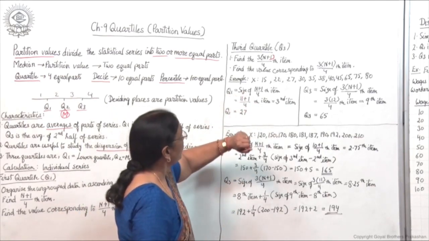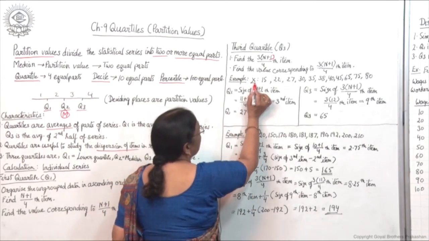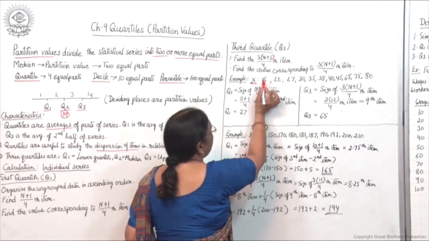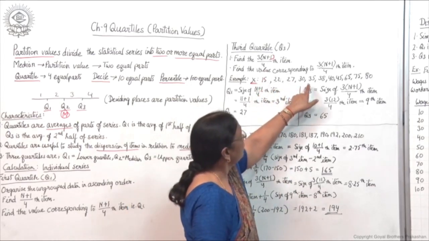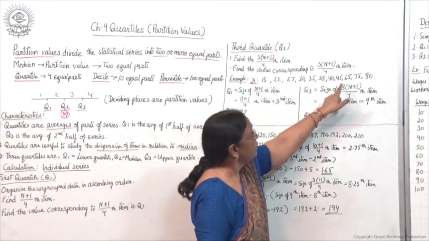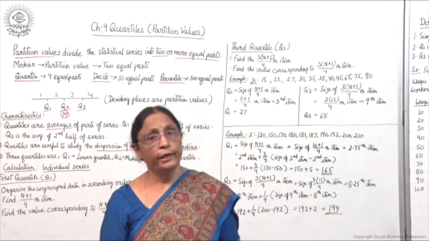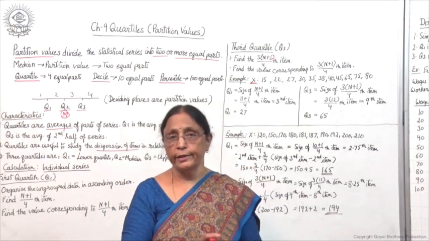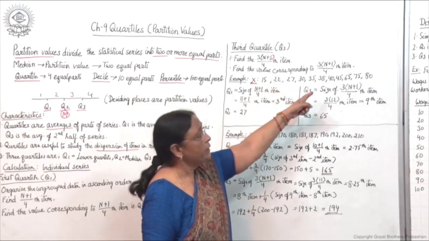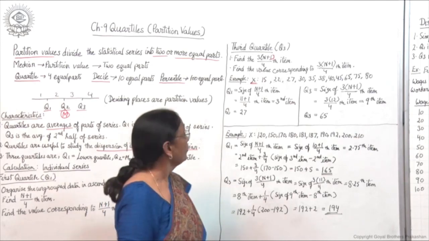Now let us take the example. This is the data given to you. X means the data given to you. This is 15, 22, 27, 30 and so on. Here you see that these are already arranged in ascending order. If they are not in ascending order, you have to reset it. But here the data given is already in ascending order, right?